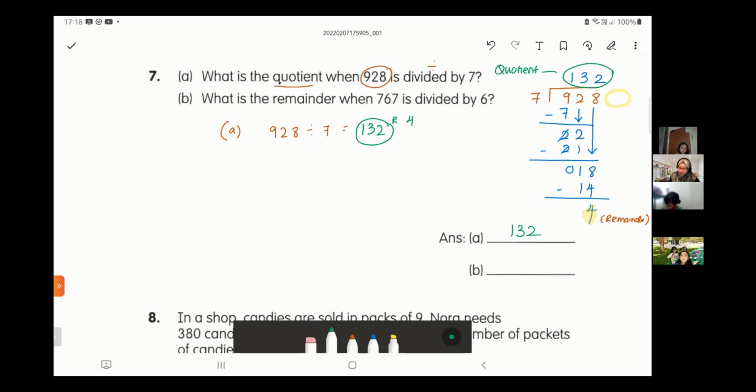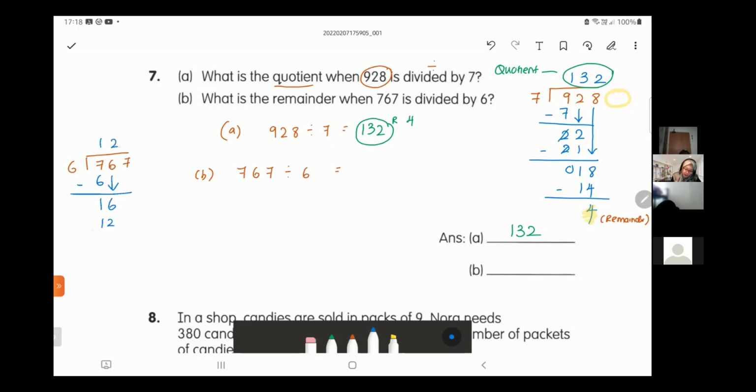Right, next one. What is the remainder for B when 767 is divided by 6? So 767 divided by 6 equals to, so I'll do the division here. 7, 6, 7, and 6. Okay, so can 7 be divided by 6? Can. The nearest is 6, 1. So 6, carry down, 16. Is there 16 in table 6? Don't have. Nearest is 12. That is 2 times 6 minus, and then 6 minus 2 is 4.